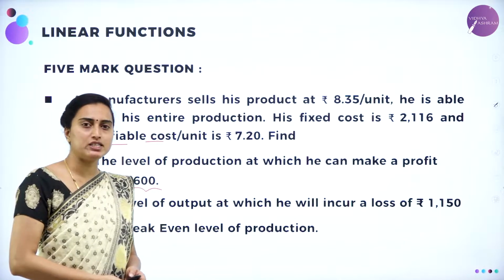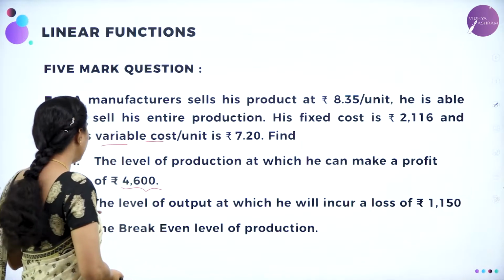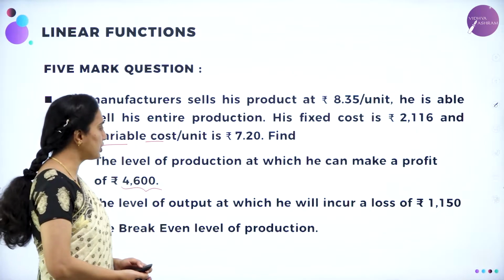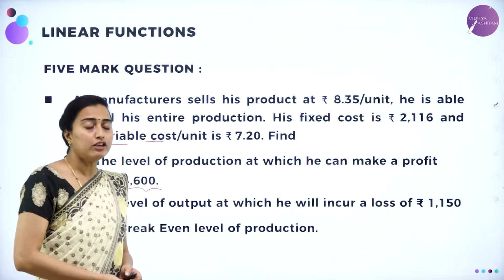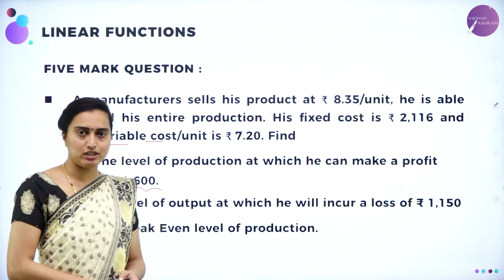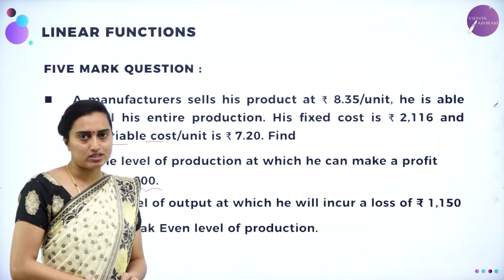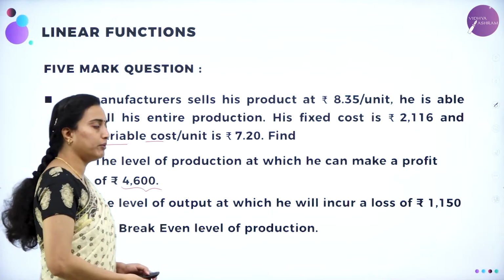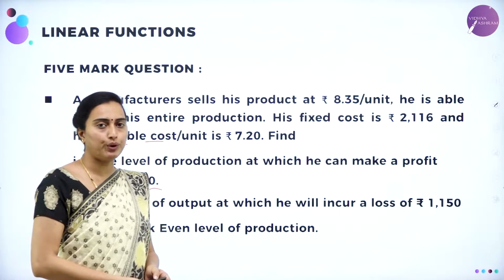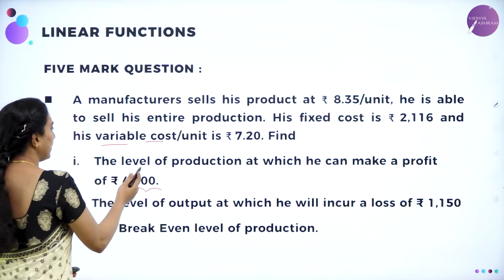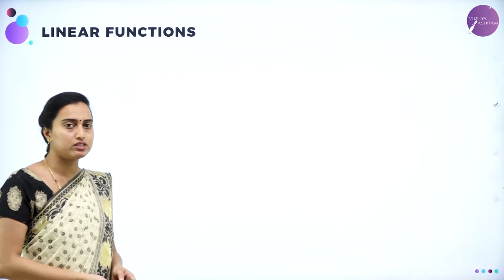P of x is equal to R of x minus C of x. Then, the level of output at which he will incur a loss of 1,150. If profit is R of x minus C of x, loss will be C of x minus R of x. The break-even level of production you need to find out. That means whenever C of x is equal to R of x. First we need to find the level of production at which he can make the profit of 4,600.